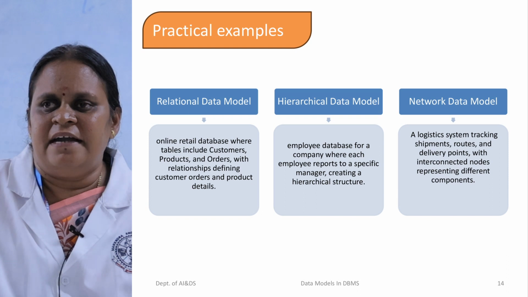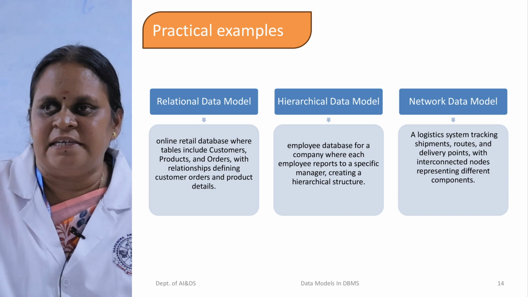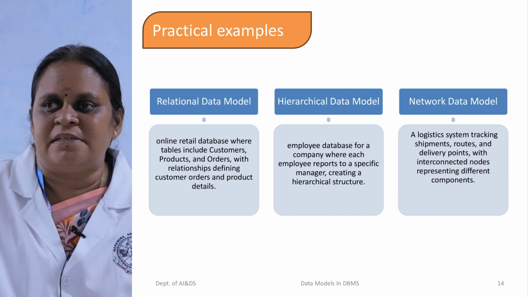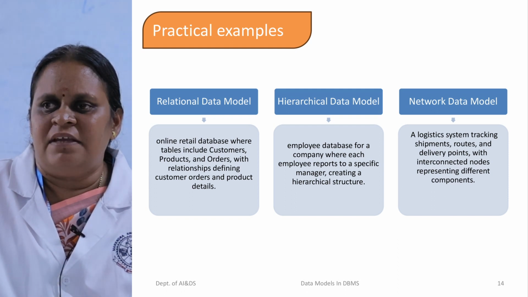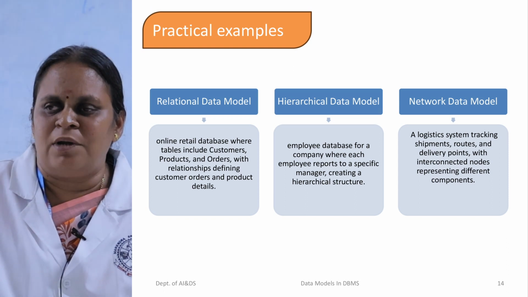Hierarchical model example: an employee database for a company, where each employee reports to a specific manager, creating the hierarchical structure. Network data model example: a logistics system tracking the shipments, routes and delivery points, with interconnected nodes representing the different components.